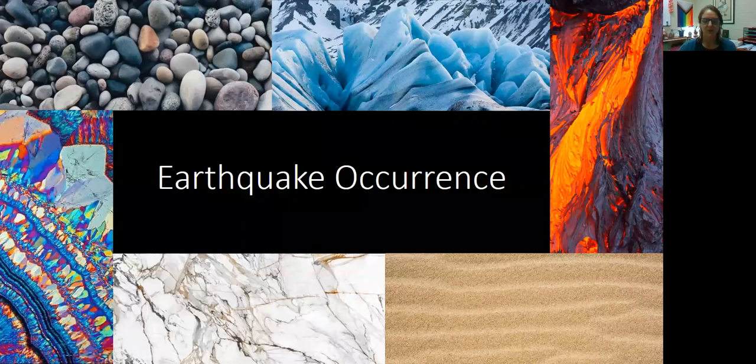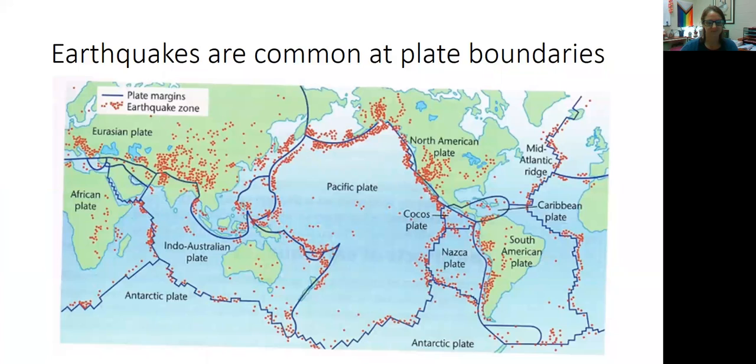So, earthquake occurrence. We've talked about how earthquakes are happening all the time, all around Earth. But let's talk about really where on Earth. Okay, so earthquakes are common. They're most common at plate boundaries. If we look at this map of Earth, where those blue lines are showing tectonic plate boundaries and the red dots are showing the earthquake zone, you can see that earthquakes most often occur along plate boundaries.